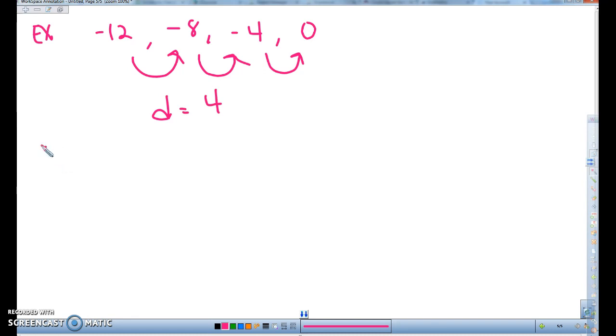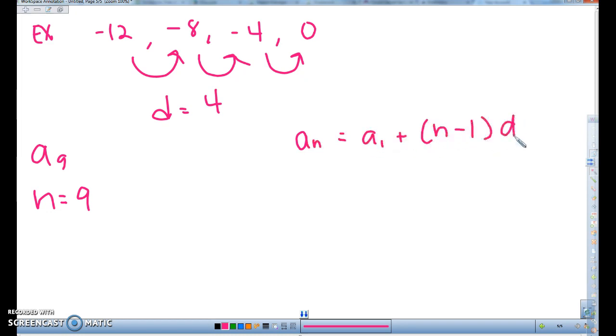Well, that would mean, to find a sub 9, that our n value is 9. So instead of writing out what the next 5 terms will be, I'm going to use an equation that a sub n equals a sub 1 plus n minus 1 times d. And remember, anytime I see that n, I'm looking for the 9th term, so we're going to plug in 9. So a sub 9 equals a sub 1 plus 9 minus 1 times d.